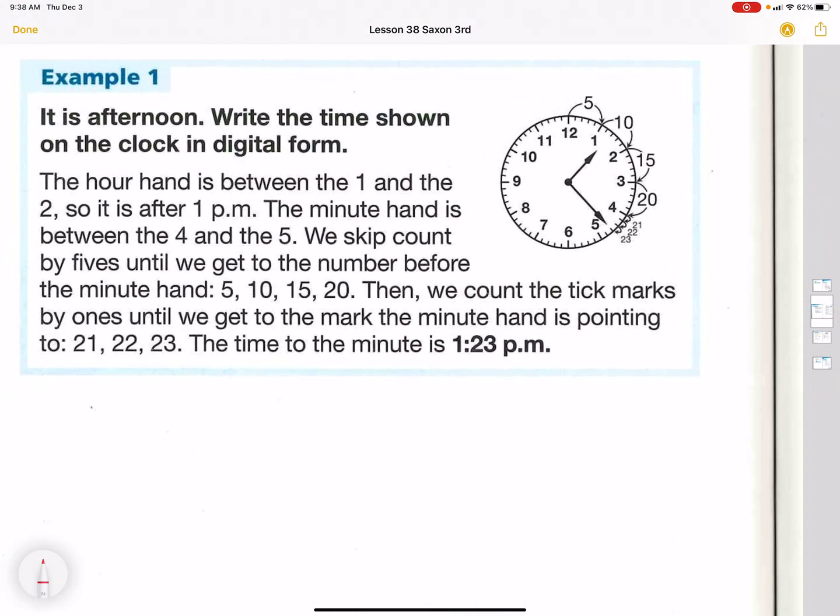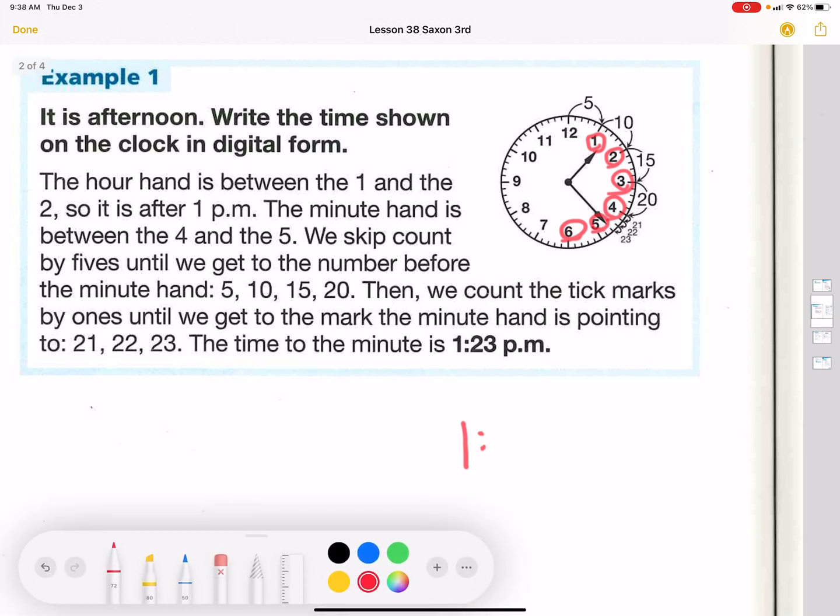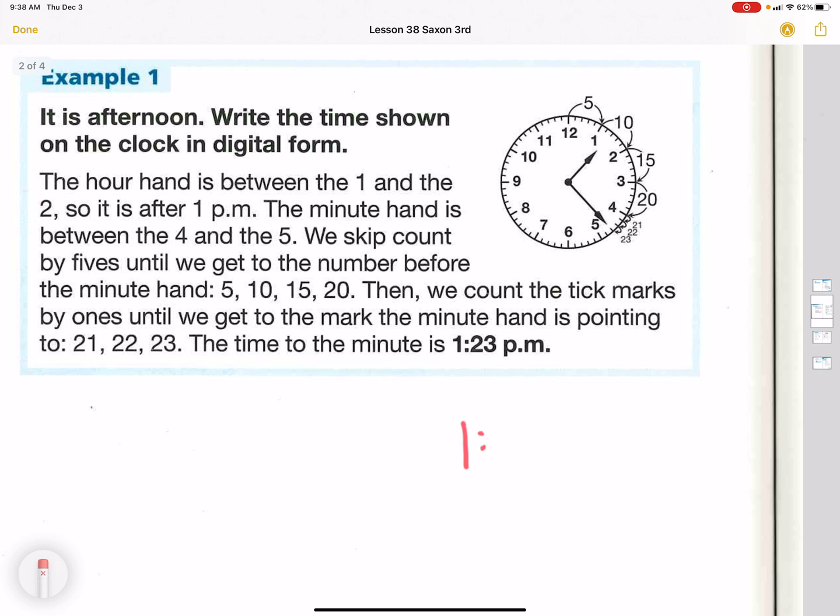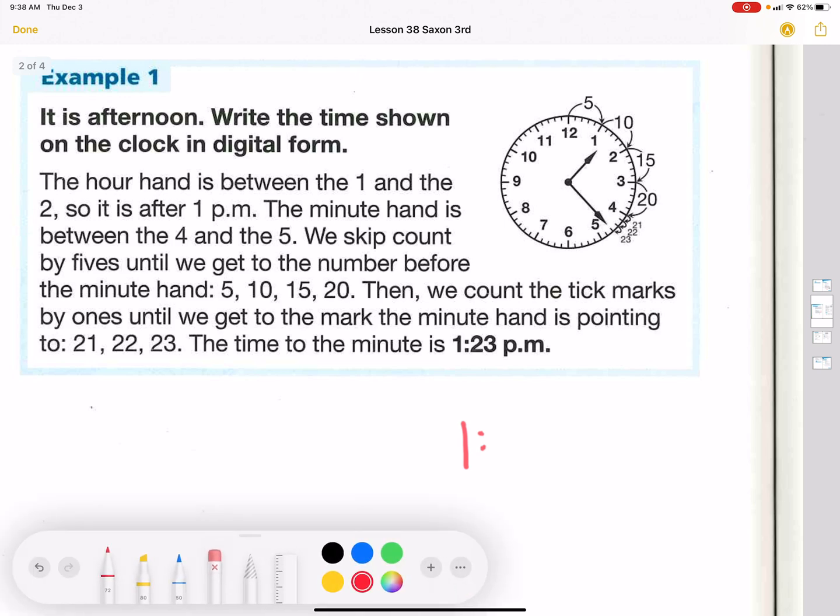All right, first example. The hour hand is between the 1 and the 2. So we know that it's not yet 2, so that makes it still 1 o'clock. And we know how to tell time to the nearest 5 to 10 minutes. We count by 5s, 5, 10, 15, 20, 25, 30. There's a big yellow clock in my room if you don't remember how to do that. But then what we have not done is tell time to the nearest minute.